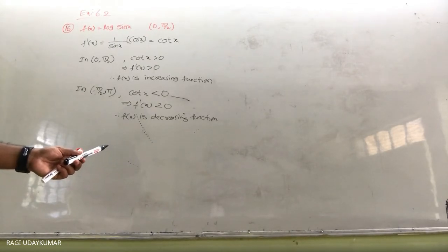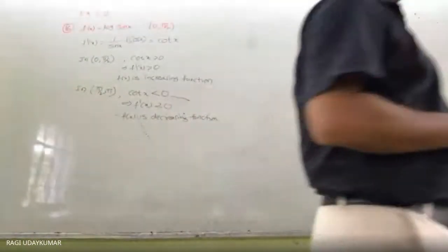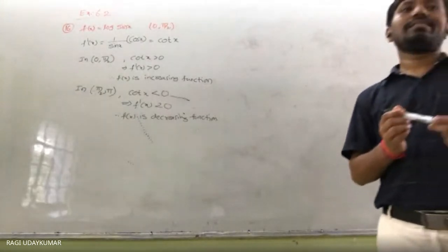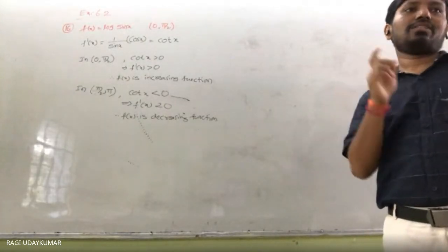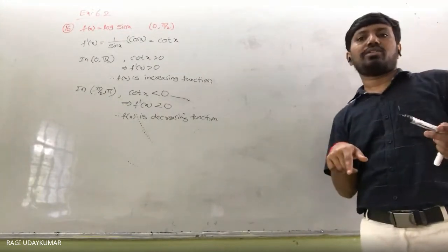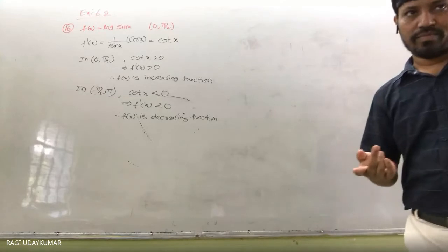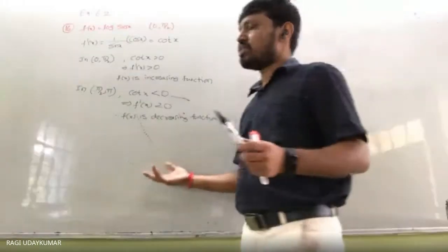Now coming to the next question, 17th also. Prove that the function f of x is equal to log cos x is strictly decreasing. Derivative of log cos x is nothing but minus tan x. Minus tan x is negative in the first quadrant, so decreasing. Minus tan x is positive in the second quadrant, so it is increasing. So the 17th question is also very simple, not difficult for you.